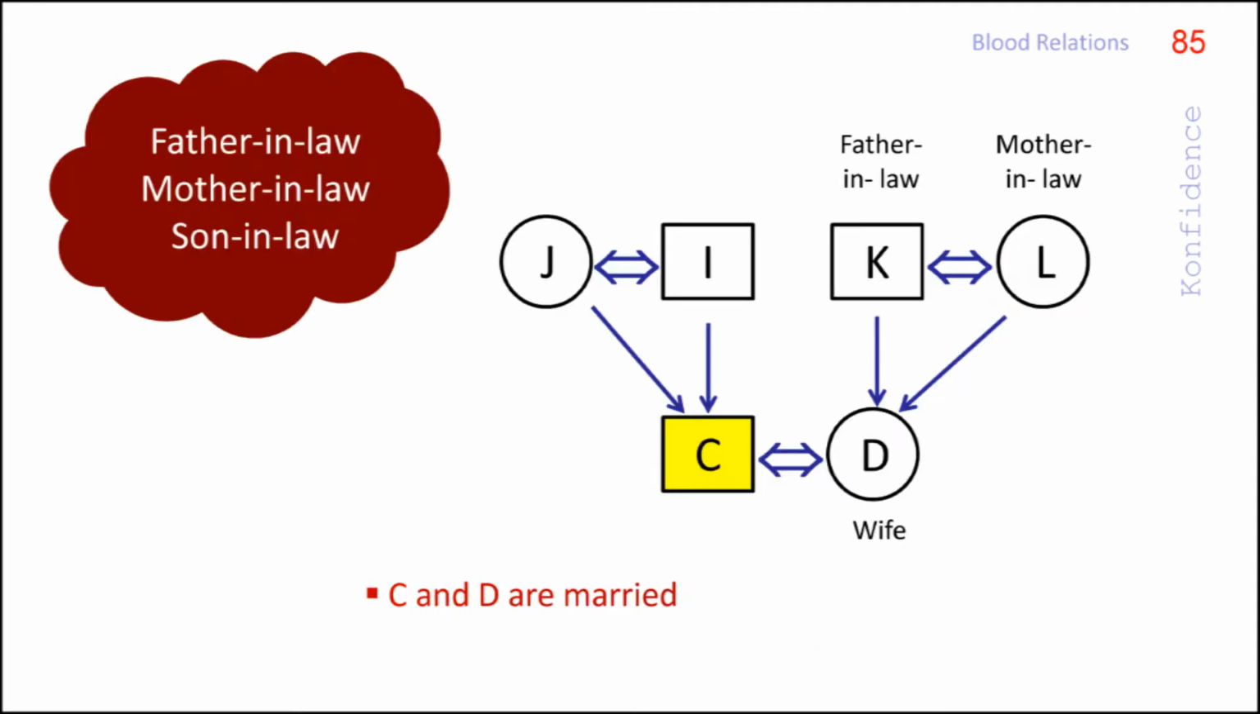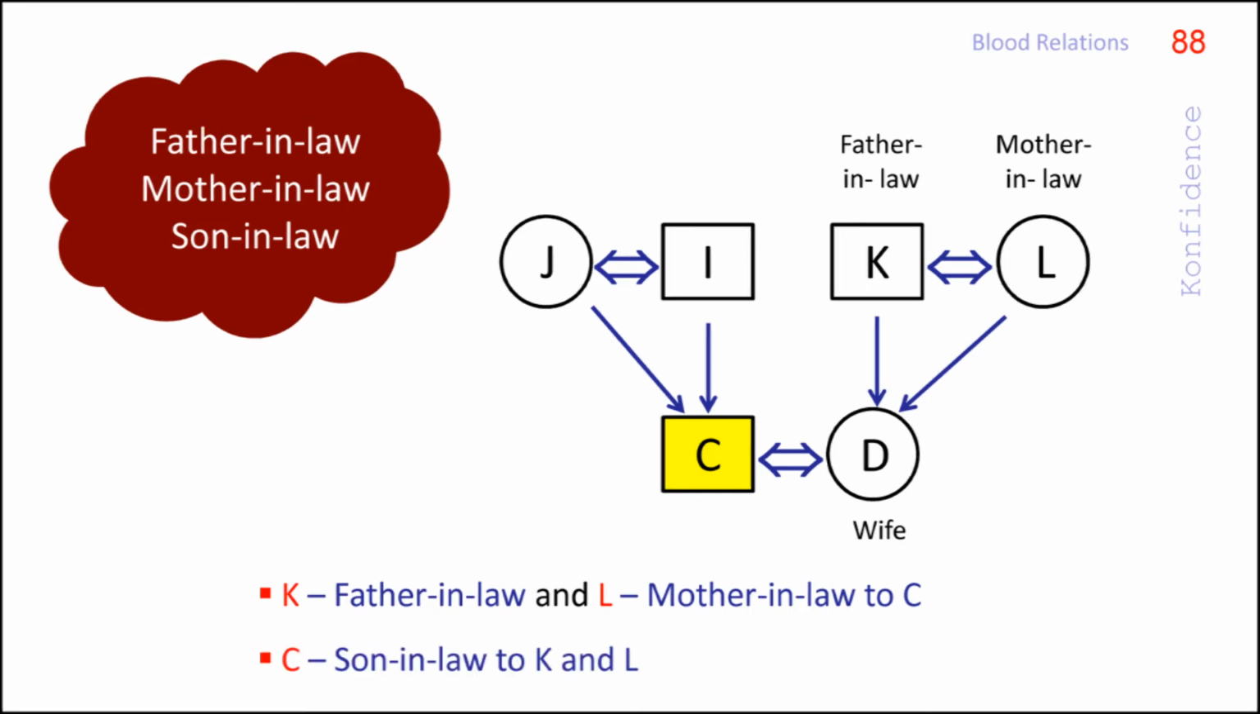In the diagram, C and D are married to each other. K is the father of D and L is the mother of D. From C's perspective, K is his father-in-law and L is his mother-in-law. On the reverse, C is son-in-law to K and L.